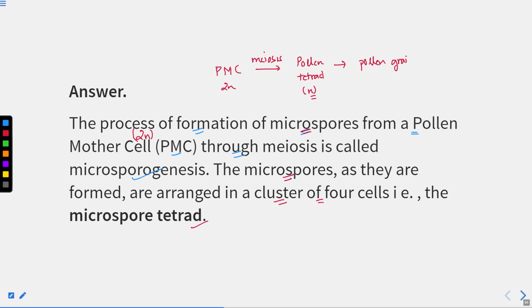And the pollen grain will then divide to form one vegetative cell and one generative cell. So if this is the pollen grain, this large one is the larger cell. This is the vegetative cell. The smaller one is the generative cell.